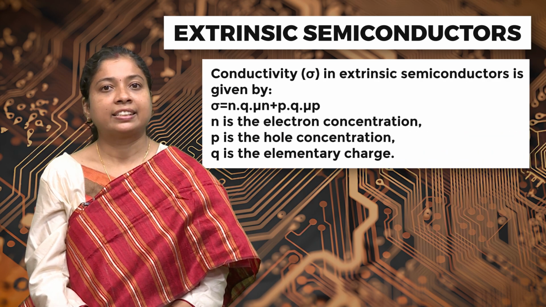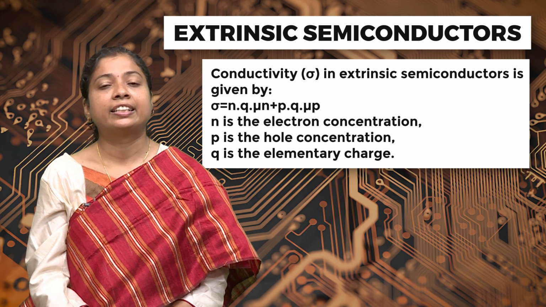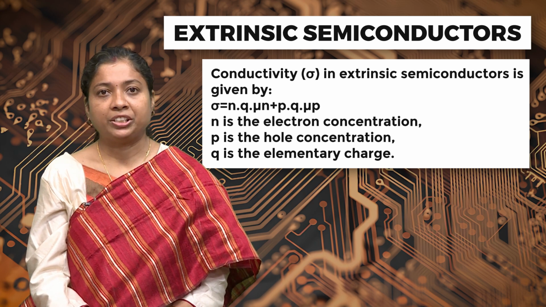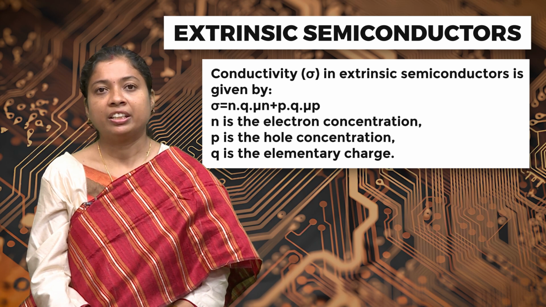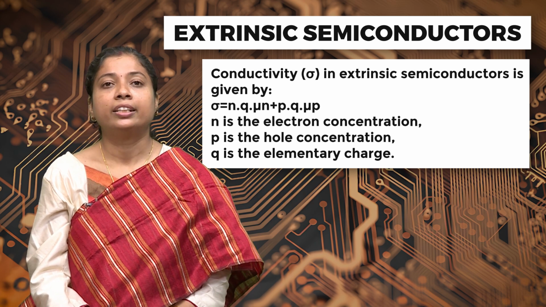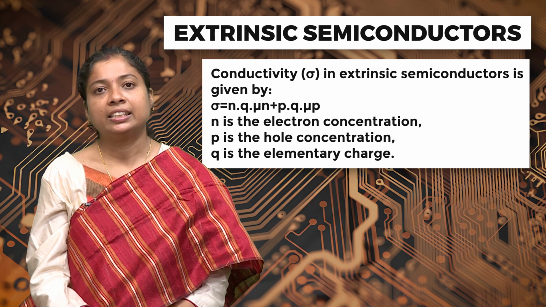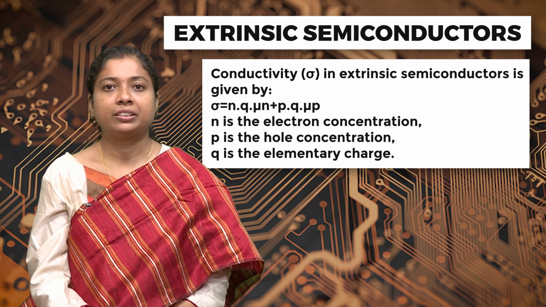Conductivity in an extrinsic semiconductor is given by this equation: sigma equals n q mu n plus p q mu p, where n is the electron concentration, p is the hole concentration, q is the elementary charge, mu n is the mobility of the negative charge carriers, and mu p is the mobility of the positive charge carriers.